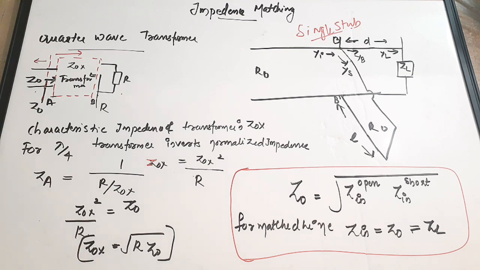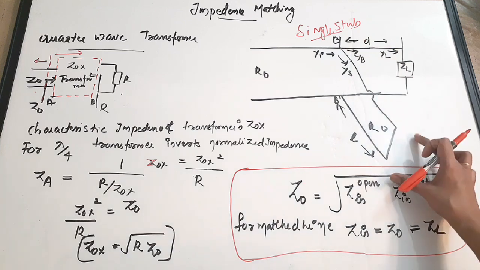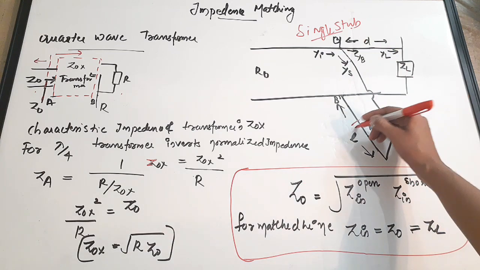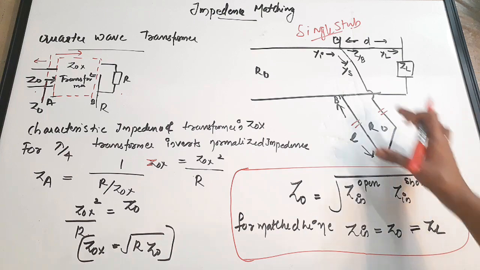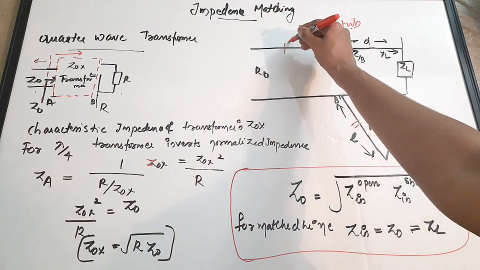Now, what is single step matching, a type of impedance matching? In single step matching, a stub is a short circuited section of a transmission line connected in parallel to the main transmission line. So we are actually connecting a sub transmission line here. You can see it here. This is the stub, which is actually a transmission line connected to the main one. This is the main one.